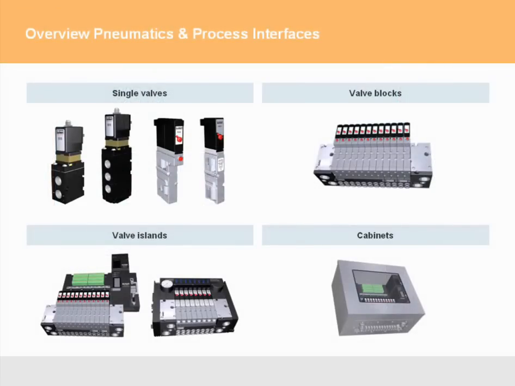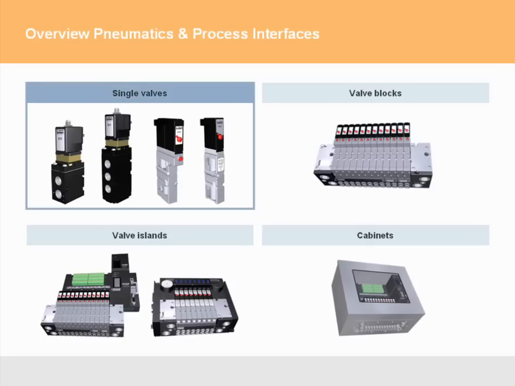Now Lisa has explained some of the symbols used in pneumatics. We can turn to the Bürkert program for pneumatics and process interfaces. First of all, we take a look at the single valves. We'll start with the types 6518 and 6519.